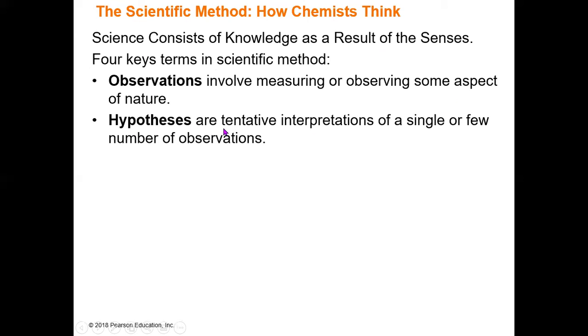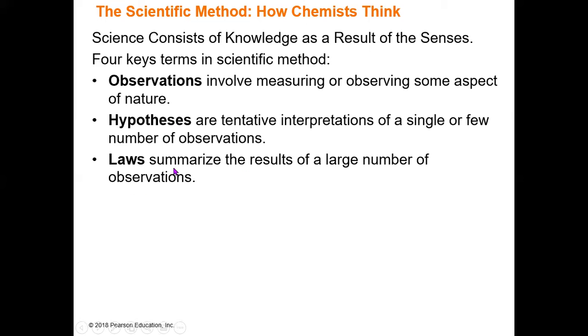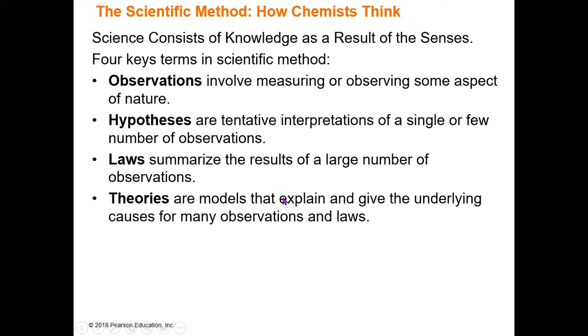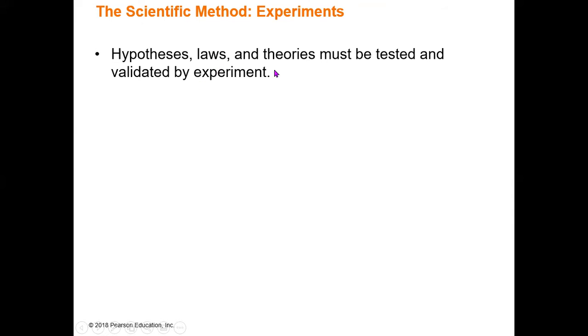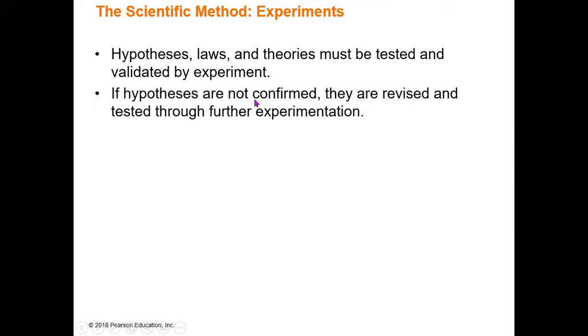Then hypotheses are tentative interpretations of a single or few observations. Laws summarize the results of a large number of observations. Theories are models that explain and give the underlying causes for many observations and laws. Hypotheses, laws, and theories must be tested and validated by experiment. If hypotheses are not confirmed, they are revised and tested through further experimentation.